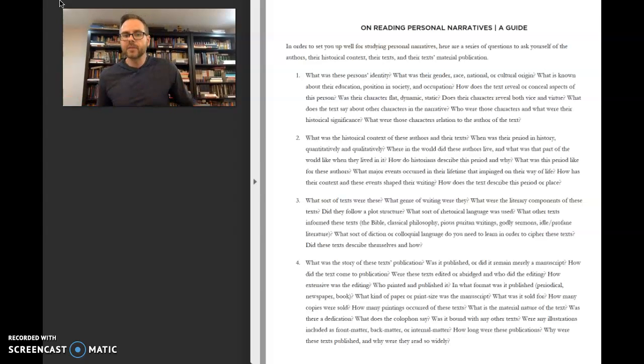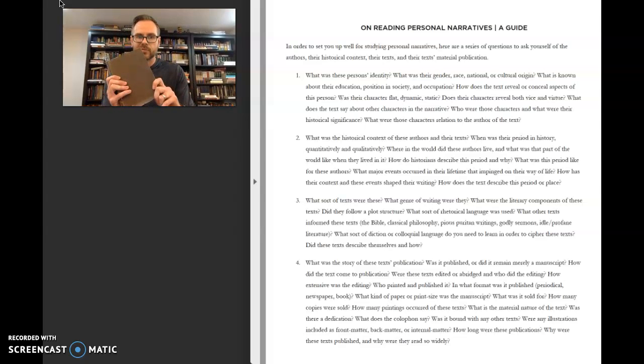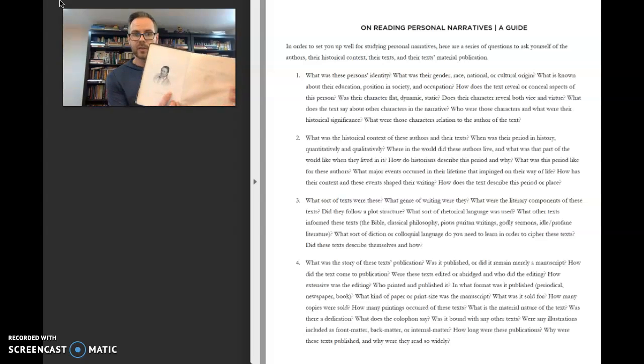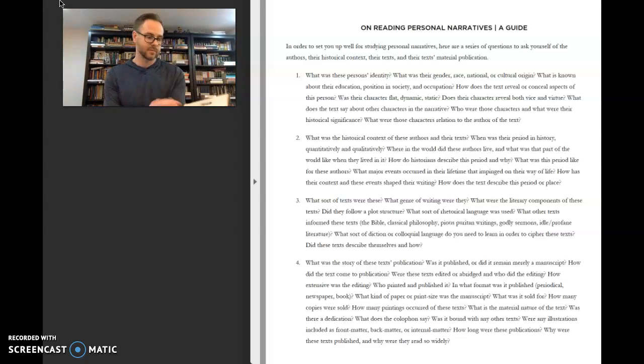And then finally, you want to ask yourself about the text's publication. You want to learn about the actual text itself. Here's an antiquarian text right here. This is The Life of Adoniram Judson. It's a first edition text that I have. It's written by his son, Edward Judson. And in the cover, there is a picture of Adoniram Judson.